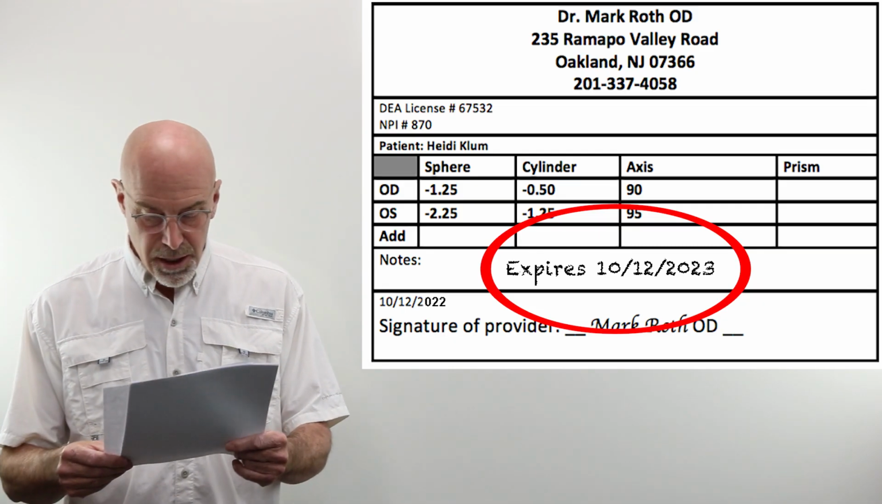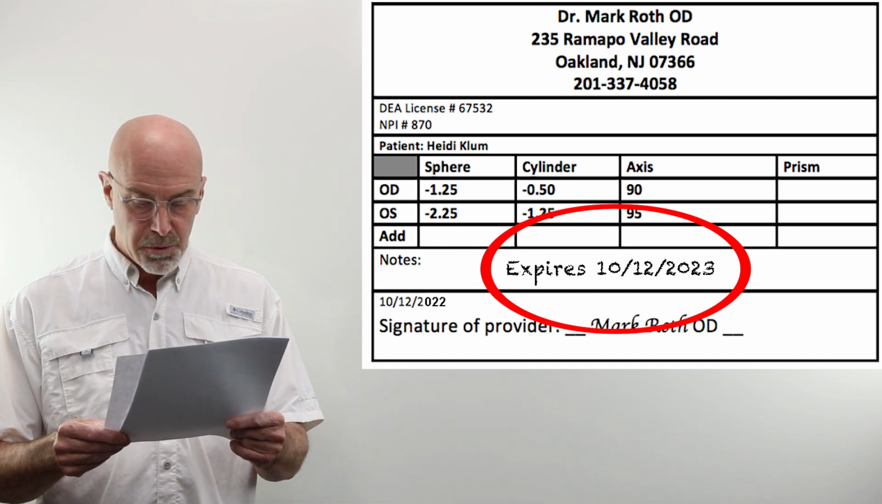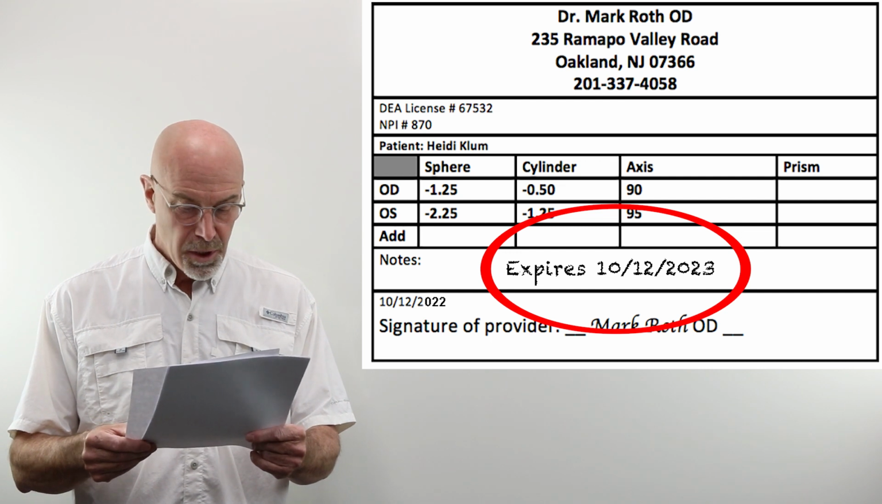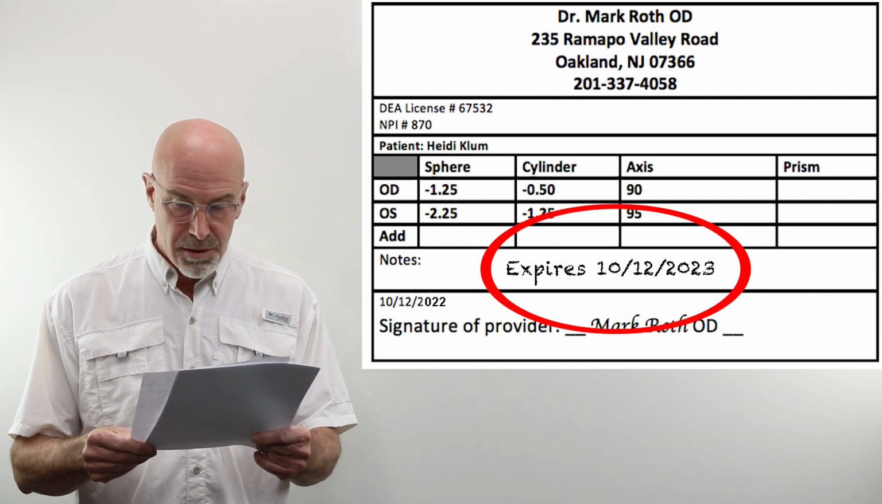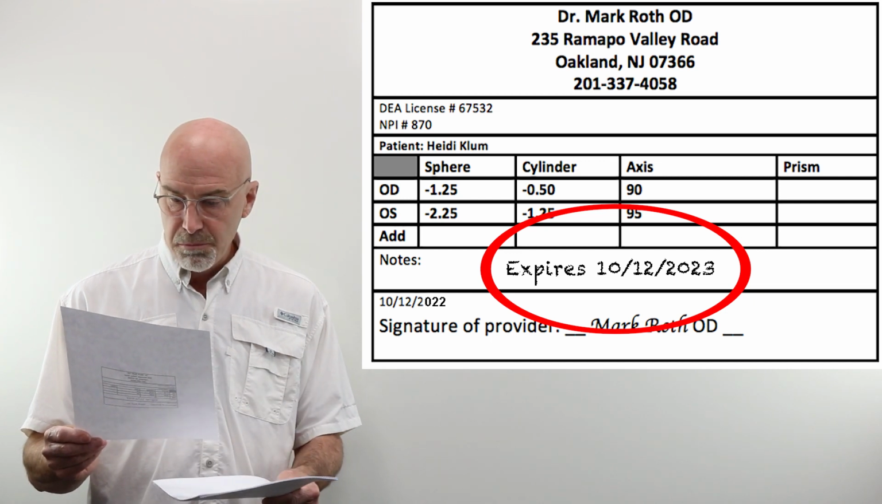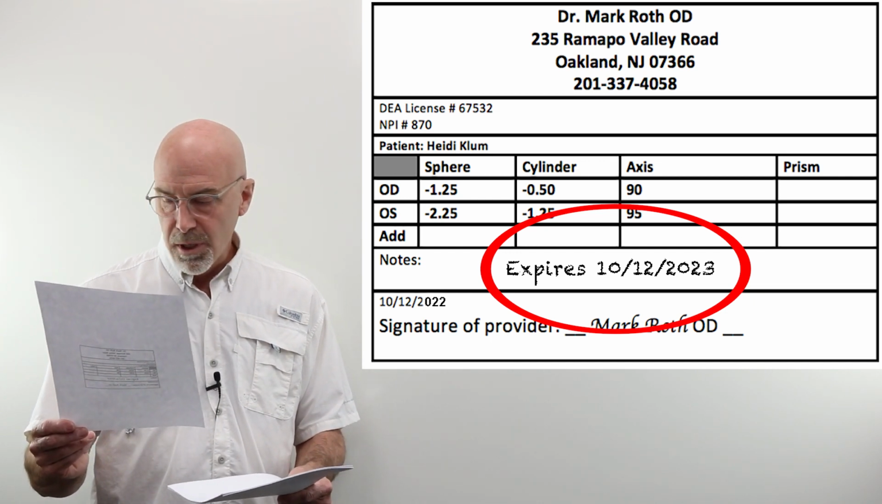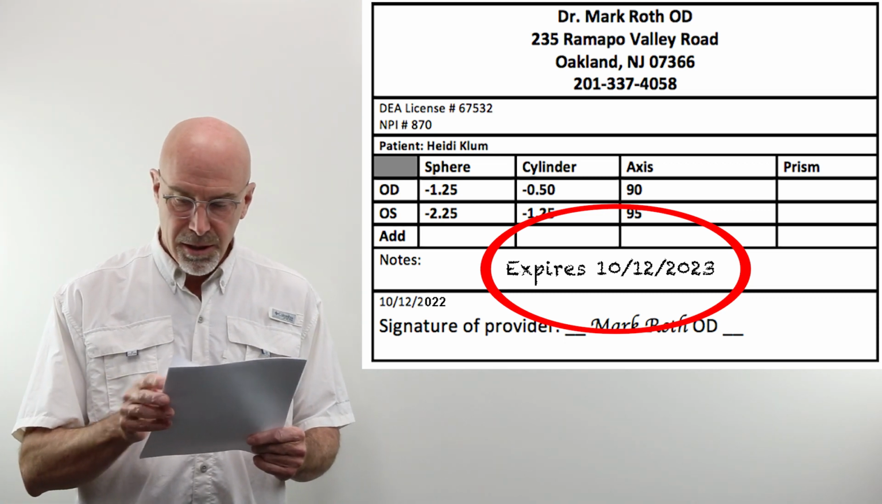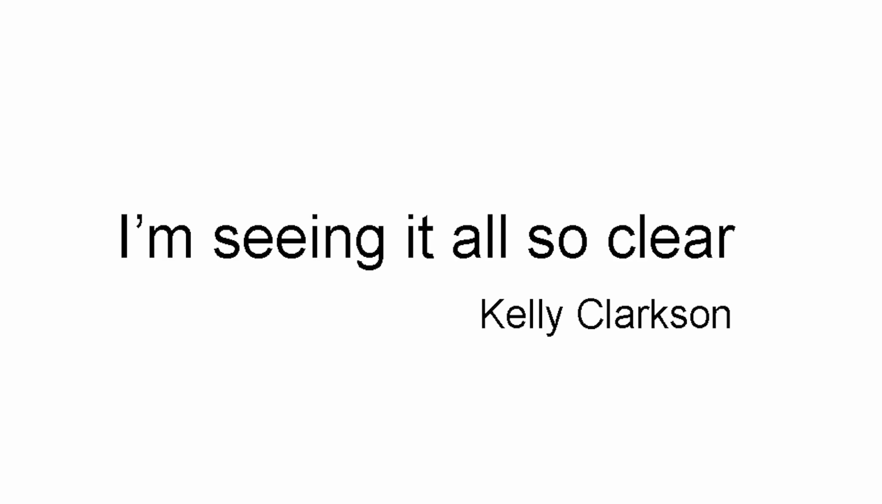This one says that it expires 10/12/2023 when it was written in 10/12/2022. There are a few states that allow that. Other than that, I will let your conscience be your guide. I think you know where I stand on that. 2 pieces of curved plastic never expire.